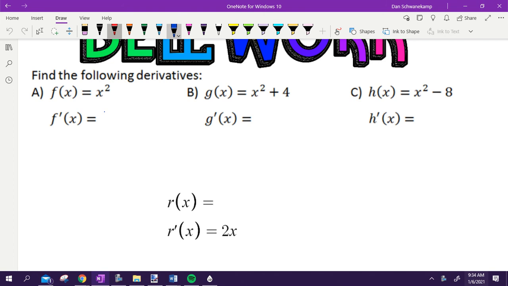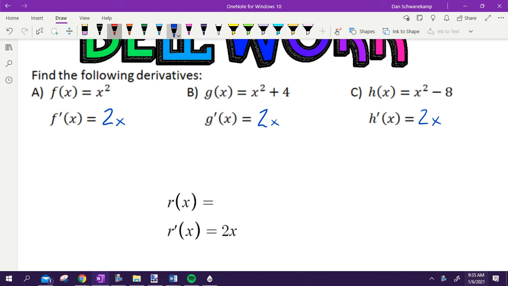What is the derivative of x squared? Slade told me that was 2x. Letter B, it says g of x is x squared plus 4. Caden, what's our derivative there going to be? It is 2x. And letter C, I got x squared minus 8. A and B, what's my derivative going to be there? 2x. Wonderful. All of them, when I take the derivative, get me 2x.